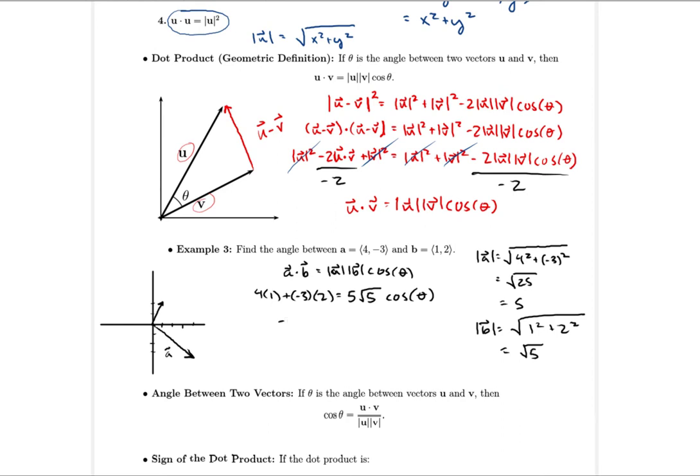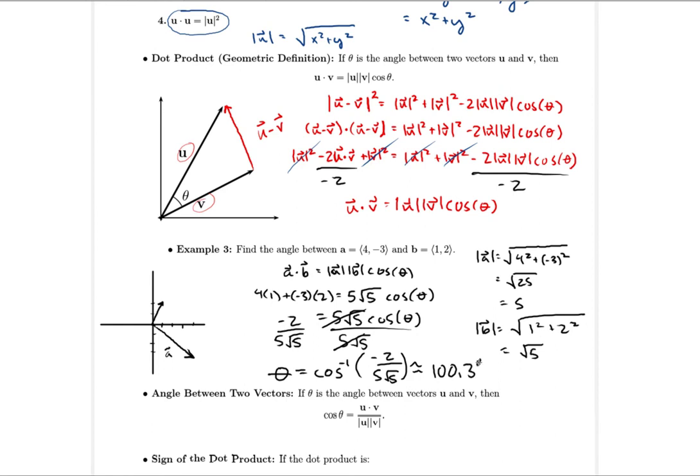So this simplifies to negative 2. And then of course I can get cosine theta by itself. Then I know that theta will be the inverse cosine of negative 2 over 5 root 5. And so I get about 100.3 degrees. Remember, we were predicting something around 90 degrees. I think this qualifies as being around 90.